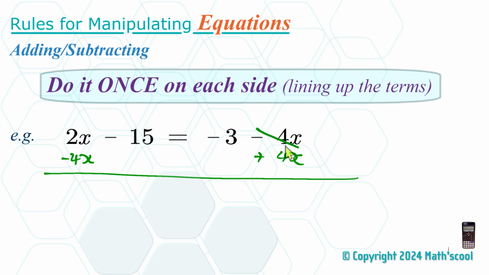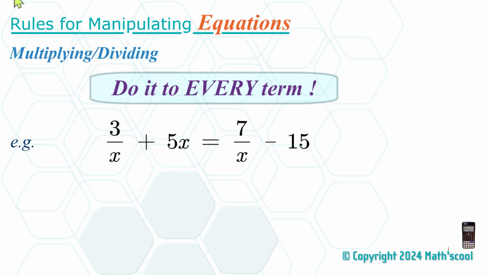When you do that, the minus 4x and the plus 4x will cancel out. So you'll get 0 here, you get minus 3 there, equals, and 2x plus 4x is 6x minus 15 equals minus 3 plus 0. The plus 0 we don't really need, so we can just get rid of that. Okay, so if you're adding and subtracting, you just do it once to each side.